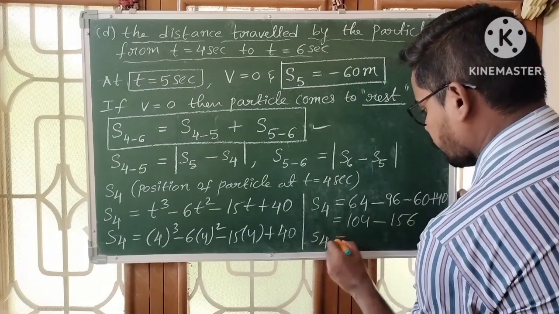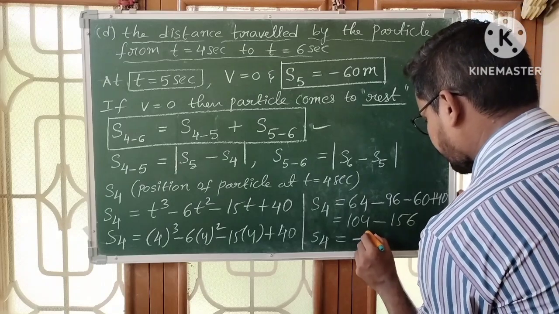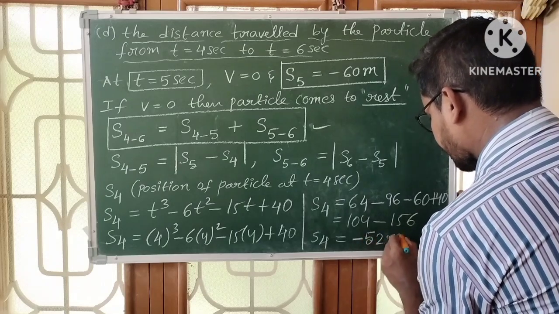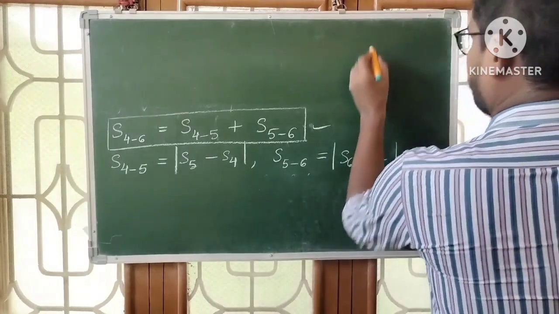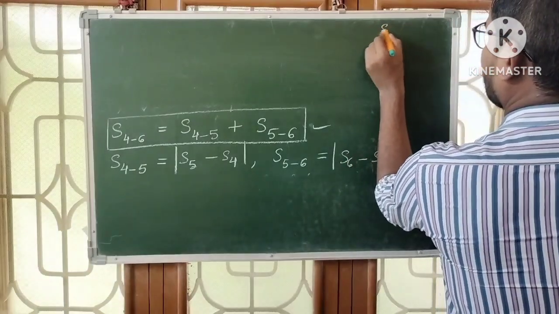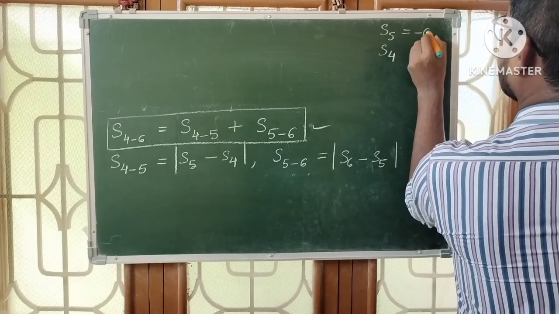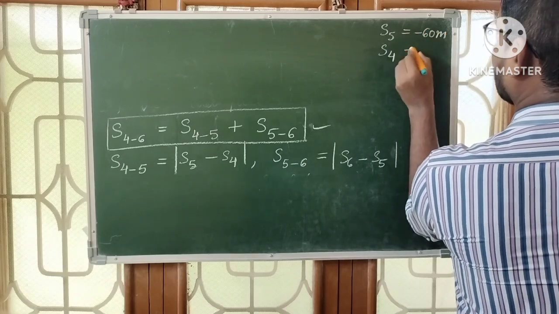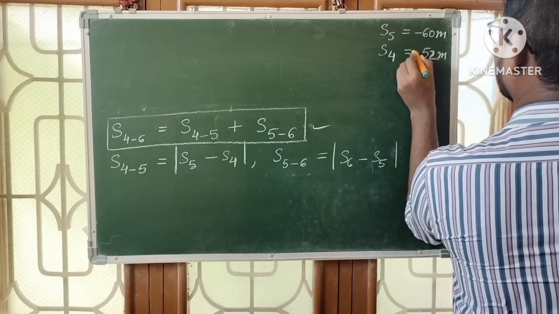Now S4 is equal to how much? 104 minus 156, minus 52 meters. So we have got S5 and S4. S5 is minus 60 meters and S4 is minus 52 meters.